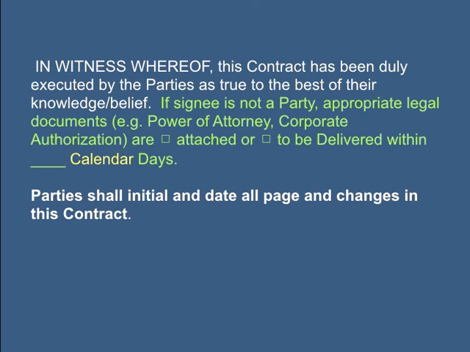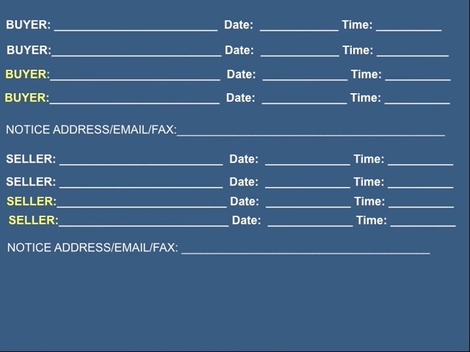If the signee is not a party, so it's someone that can sign for an LLC or corporation, then we need to have some paperwork that proves that they have that authority to sign for that particular corporation, LLC, or trust. Now we're moving into the critical part, getting the signatures on the contract. Of course, I think it goes without saying that the signature should match the name on the front of the contract. Believe it or not, I have seen situations where it didn't match, but it should match.